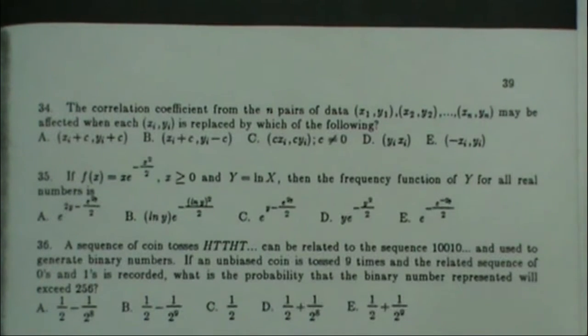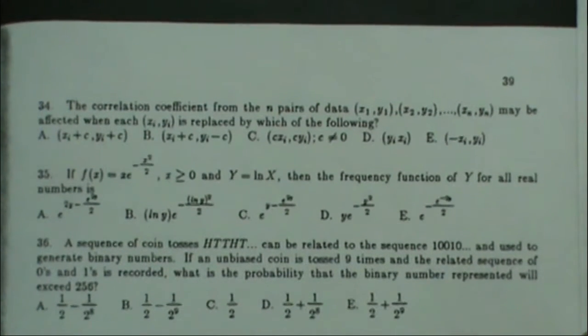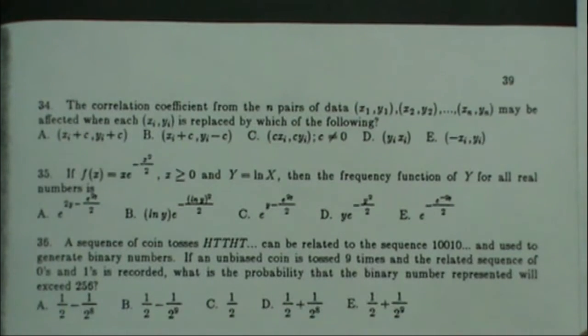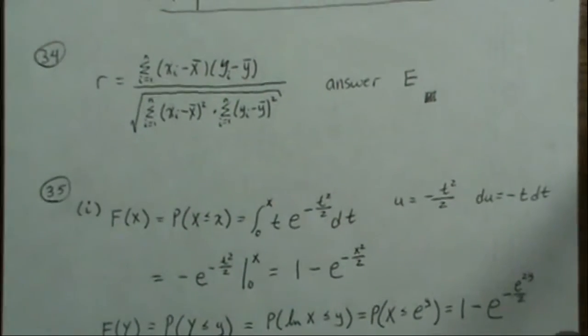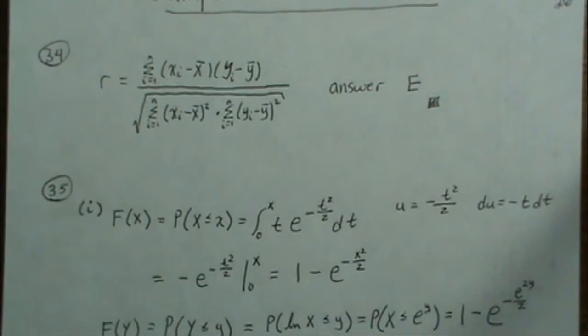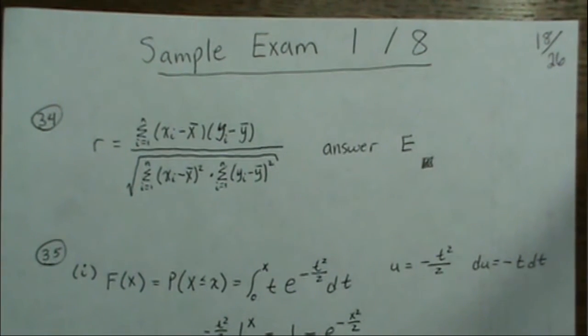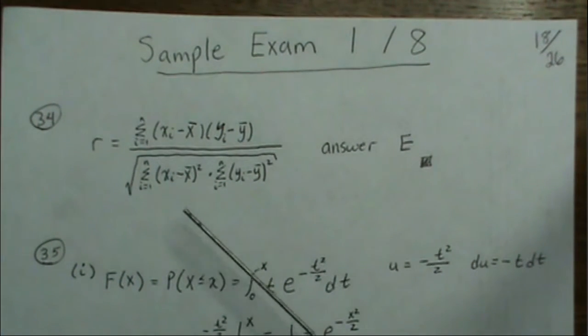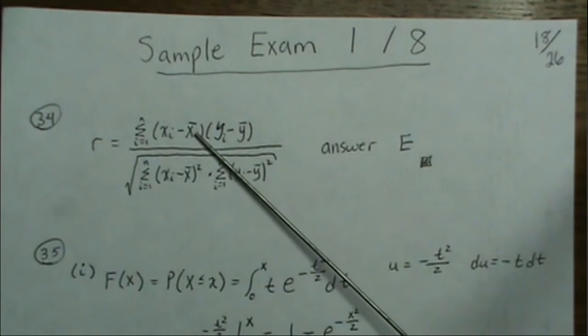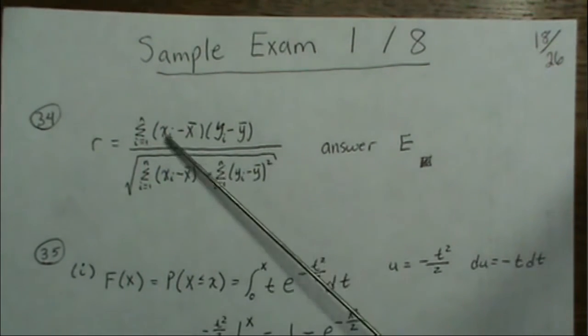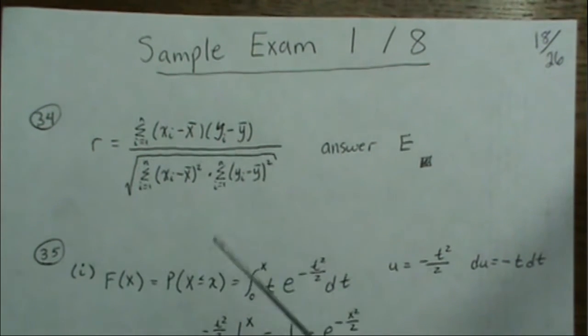Problem 34. The correlation coefficient from the n pairs of data may be affected when each xy is replaced by which of the following values? So 34 is which of those affects the sample correlation coefficient. Notice that if you add the same quantity to each x, it affects the mean the same way. So you're subtracting a constant, addition or subtraction. So adding a value to each doesn't affect it.